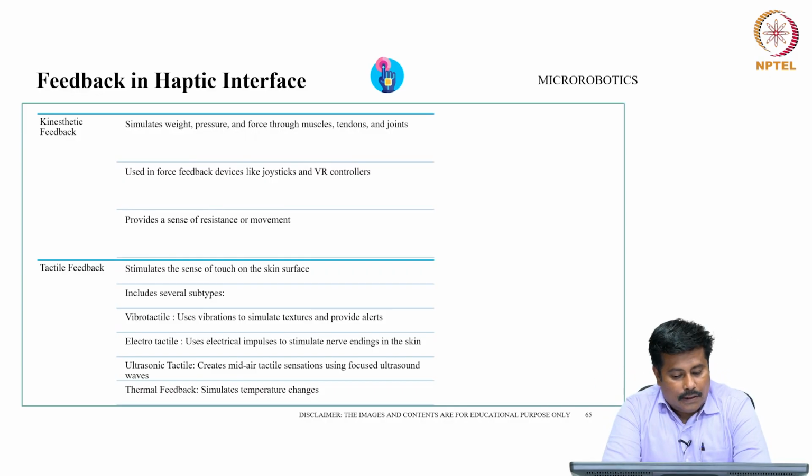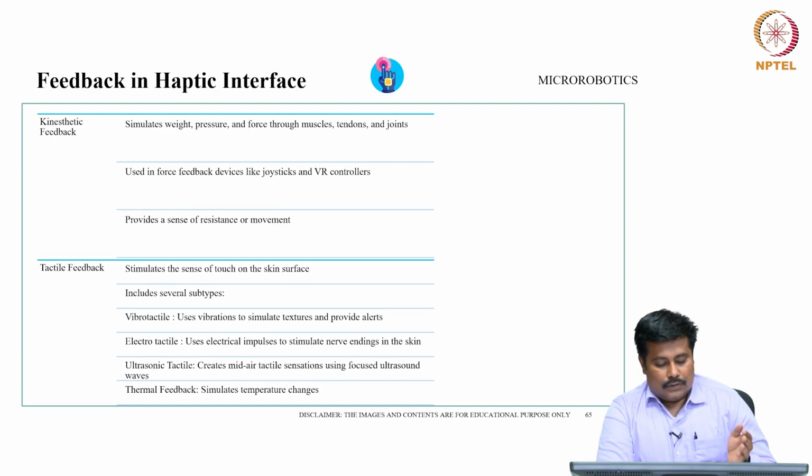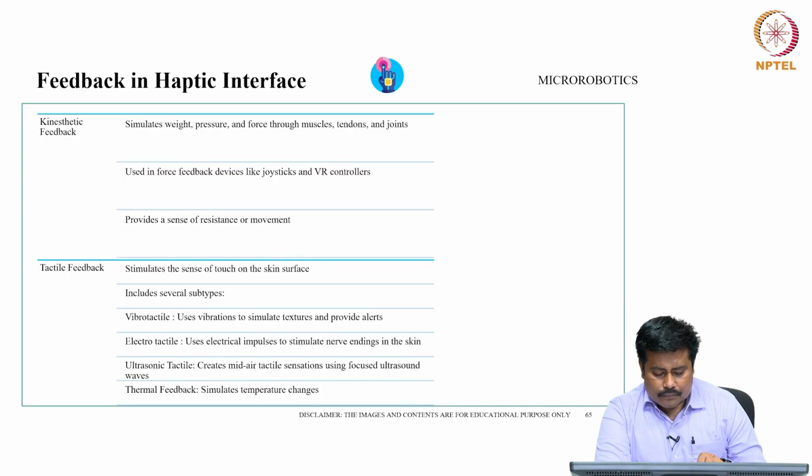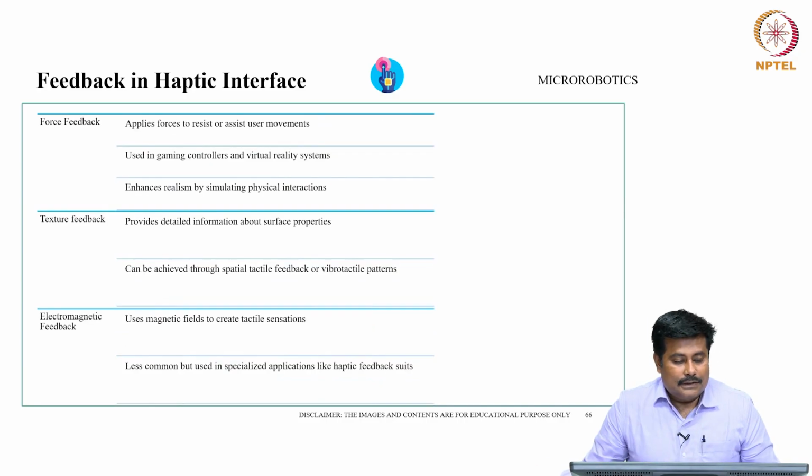When we talk about tactile feedback, it simulates the sense of touch on the skin surface. It includes several subtypes like vibrotactile. Vibrotactile uses vibration to simulate textures, and it also provides alerts. Electrotactile uses electrical impulses to stimulate nerve endings in the skin. Ultrasonic tactile creates a mid-air tactile sensation using focused ultrasound waves, and thermal feedback simulates a temperature change.